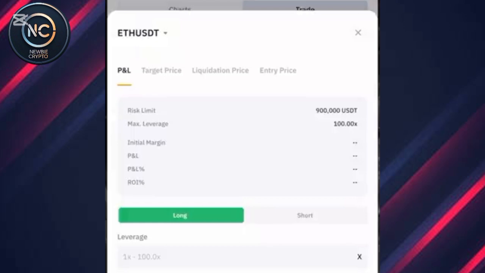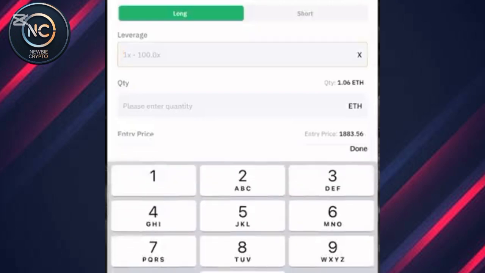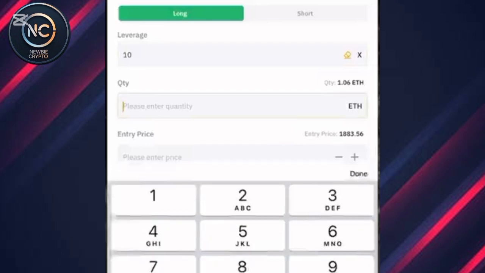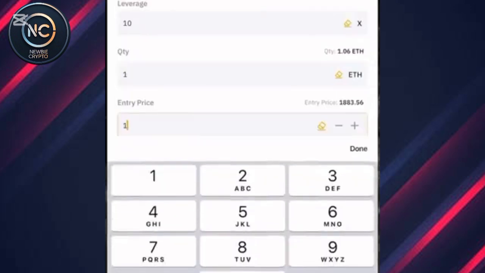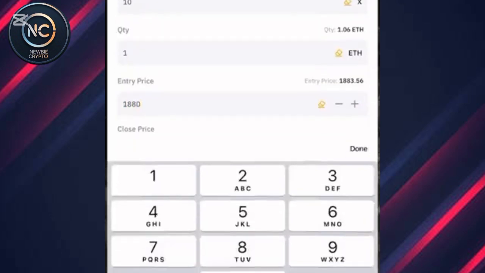So let's say, for example, you want to long. The first thing is to pick whether you want to long or short. The next thing is to pick the leverage you want to use for the trade. So let's say, for example, I want to use 10x leverage. And then you want to pick the quantity of ETH you want to trade. So let's say I want to pick 1 ETH to trade, just 1 ETH. And then the entry price, so let's say I want to enter the trade at 1,880. Let's pick that.